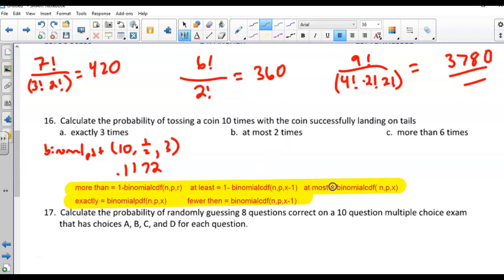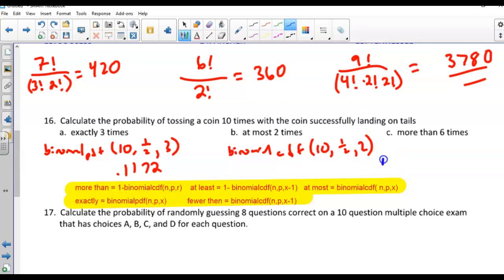Now this one says at most 2 times. So at most, we're going to do binomial CDF. So this one's going to be binomial of 10 flips, 10 trials. Again, that probability is 1/2 and 2 times, because at most, the most you can have is 2 times. Now this one says more than 6 times. Well, more than would be right here, 1 minus. Oh, my fault. I didn't write down the answer for this one. The answer for this one is going to be 0.0547.